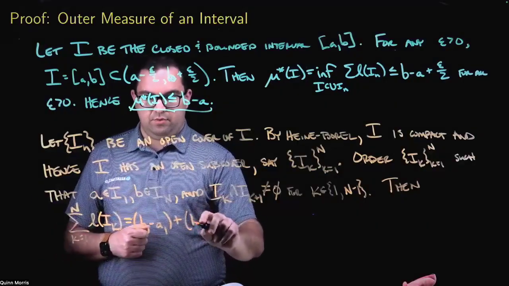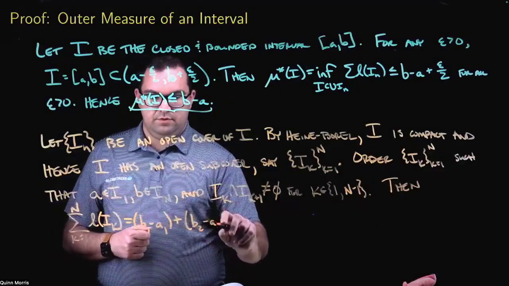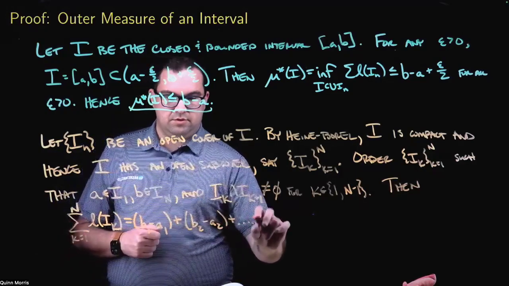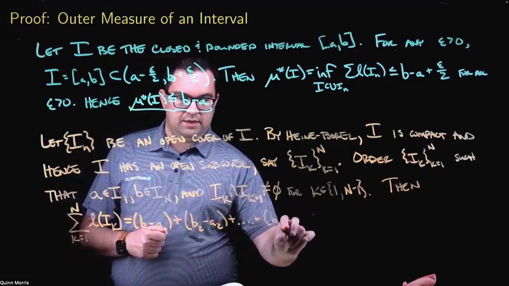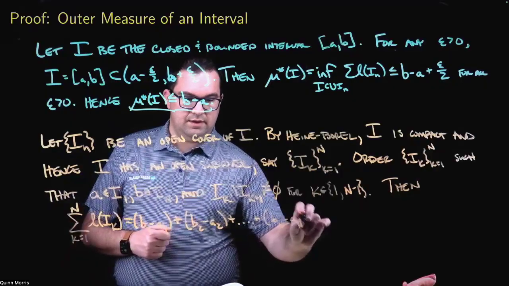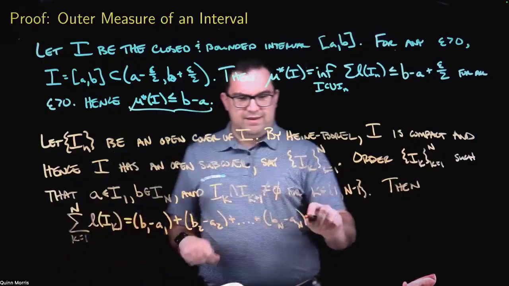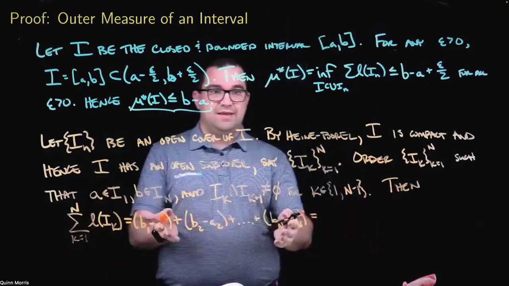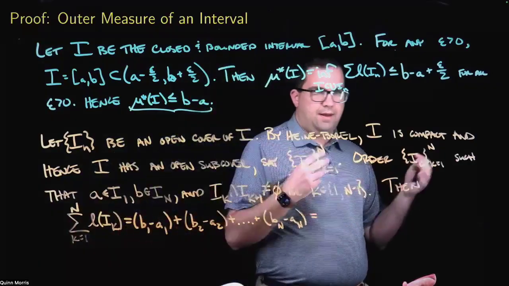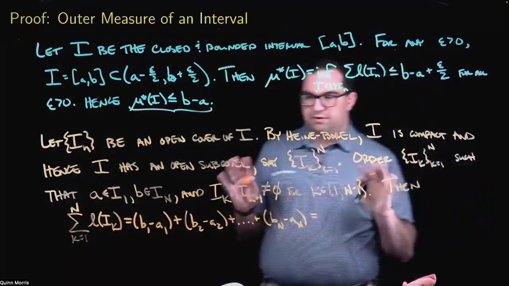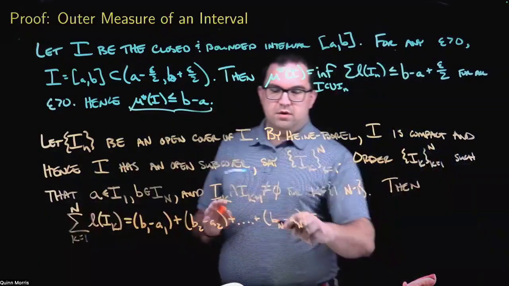I2, let's say its endpoints are A2 and B2, its length B2 minus A2, and so on and so on, all the way up to Bn minus An. Perfect. Well, let me rearrange these a little bit. This is a finite sum, so I don't have to worry about the value changing potentially when I rearrange things. It's just a finite sum.